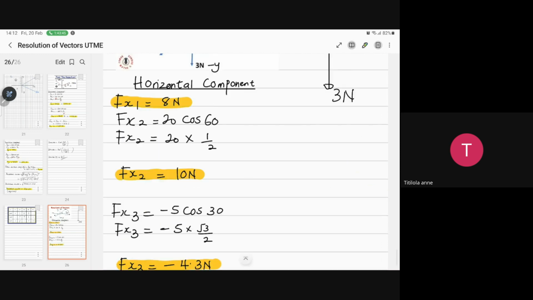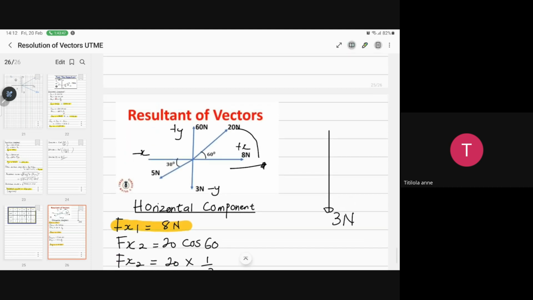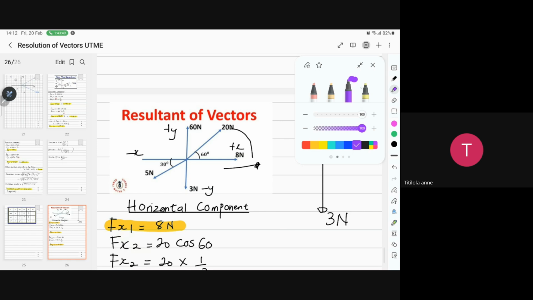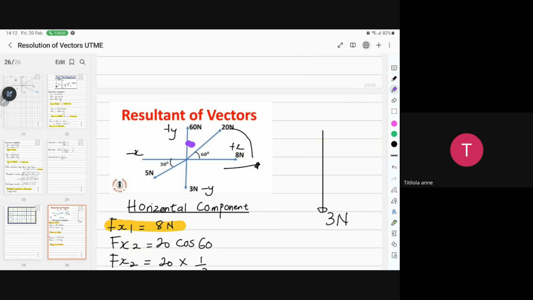Now, let's look at the vertical components. You will see that 60, there's no need to resolve 60 already. 60 is already pointing to the vertical. It's just a straight line. There's no angle. 3 is already in the vertical. We'll just have to account for the sign, plus here and minus here. So the next one we're going to resolve is 20. 8 is already standing in the x direction, so there's nothing to do with the y component.